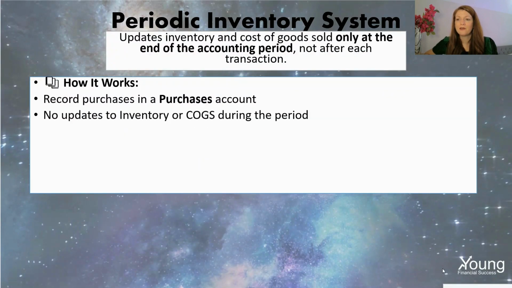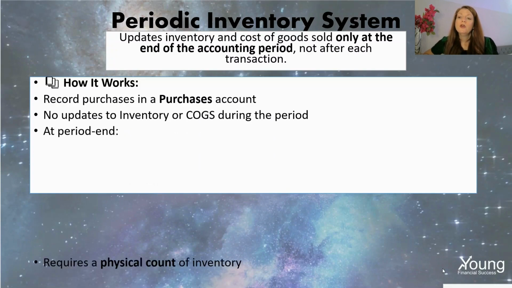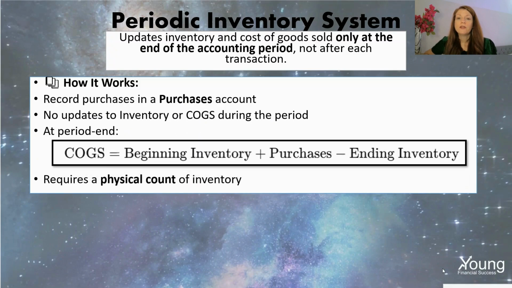So we're going to walk through all this together. There are no updates to inventory or cost of goods sold throughout the accounting period. They do it at the end, typically at the end of the year. Then at the end of the period, they are going to take this formula and they have to do a physical count in order to get to this. This formula is going to tell them how much their cost of goods sold were. So we have our beginning inventory, which we already knew, plus all the things we put in purchases throughout the year, minus the ending inventory. Ending inventory is only determined by a physical count.